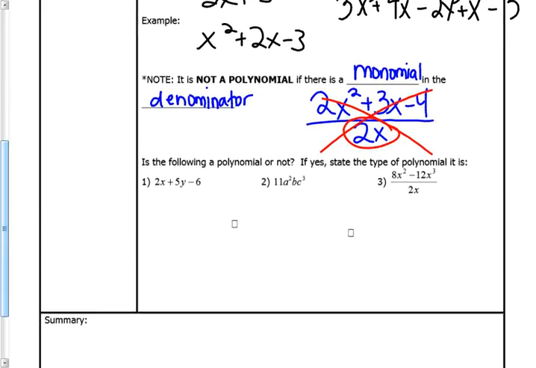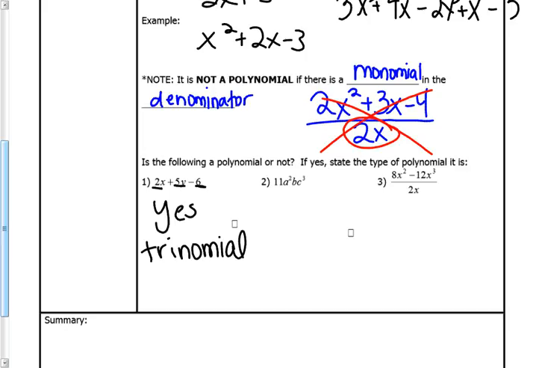Okay, so we're just going to answer these questions here. Is the following a polynomial or not? If yes, state the type of polynomial it is. If not, we would just put no. So if I'm looking at this one here, this is 2x plus 5y minus 6. So we've got one term, two terms, three terms. This is a polynomial, right? So yes. And the type of polynomial would be considered a trinomial because there's three terms there.